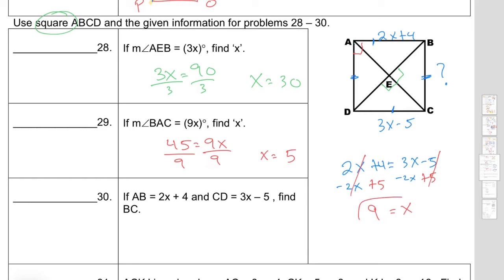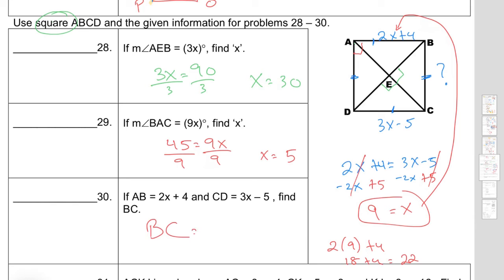So once I know what x is, I plug it into either one of these. So let's just plug it in there. And we have 2 times 9 plus 4. Well, 2 times 9 is 18 plus 4. That gives me 22. So the measurement of BC is 22.